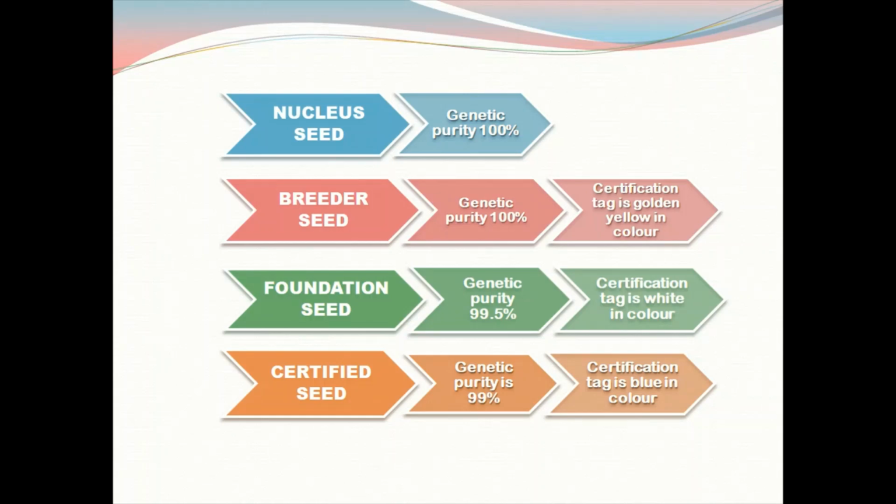The nucleus seed and the breeder seed are 100% genetically pure, while the foundation seed and the certified seeds are 99.5 and 99% genetically pure respectively. A golden yellow tag is issued for the breeder seed. A white tag is issued for the foundation seed, while a blue tag is issued for the certified seeds by the seed certification agencies.